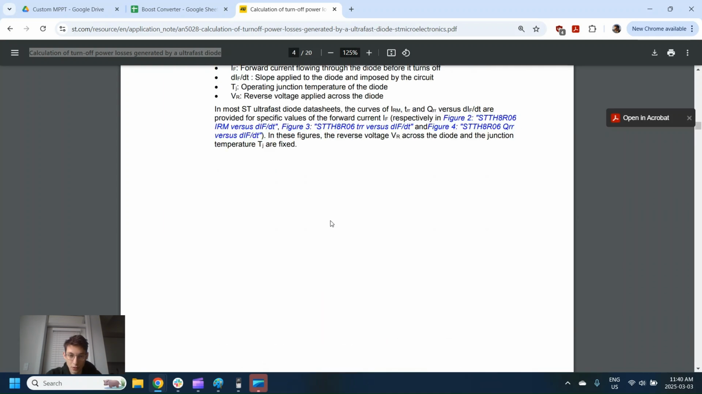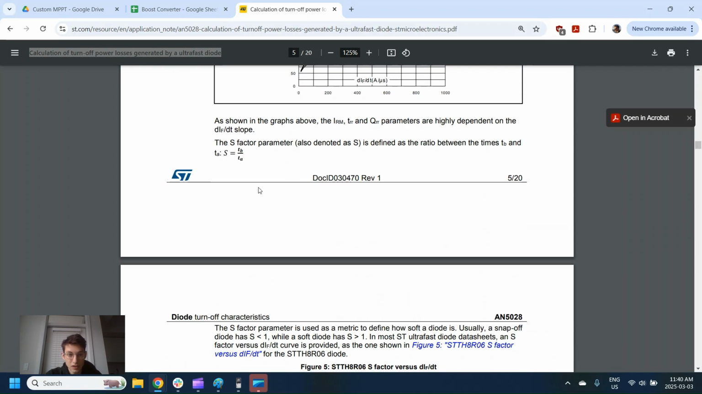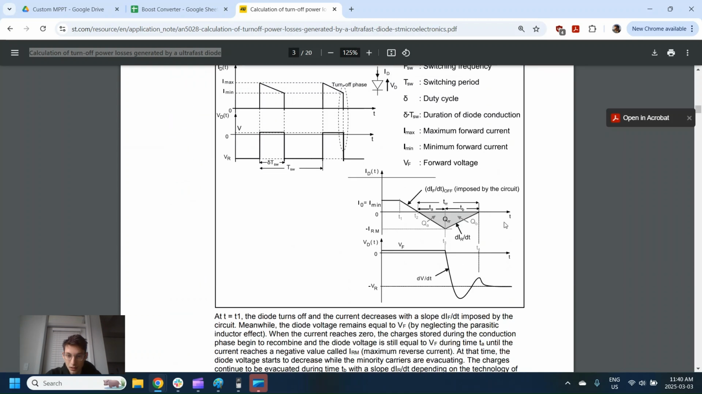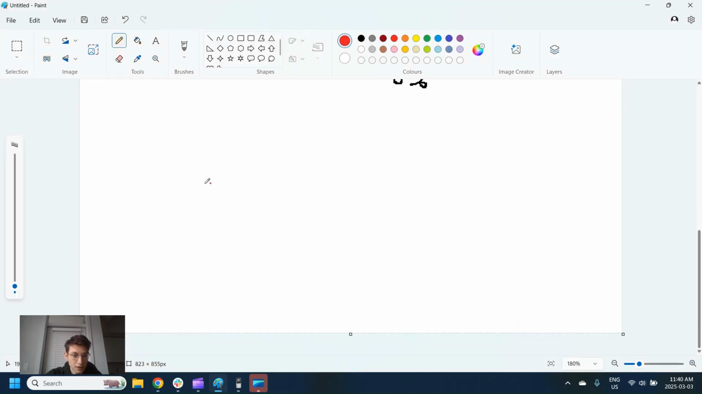And so you see here, they go into more detail about the different curves at different times and speeds. But the important thing here is this little piece. We can calculate based on this current overshooting here. We tend to see two things here, which are IRM and TRR, which allow us to calculate our QRR. So I'll go briefly into that. We have current that drops off and comes back.